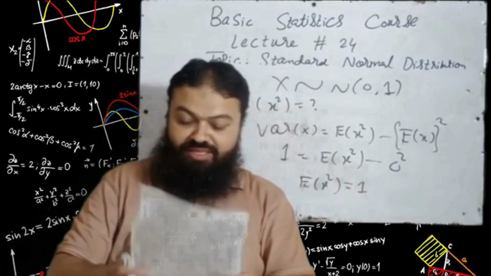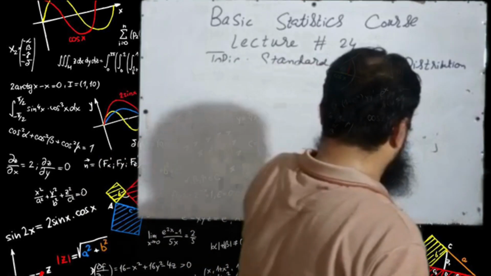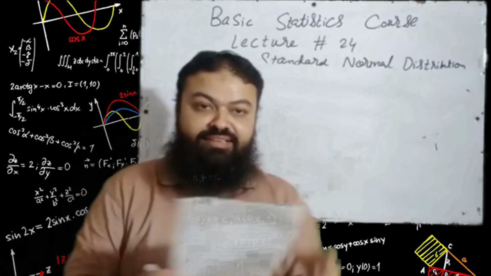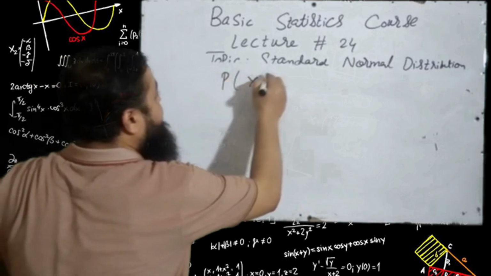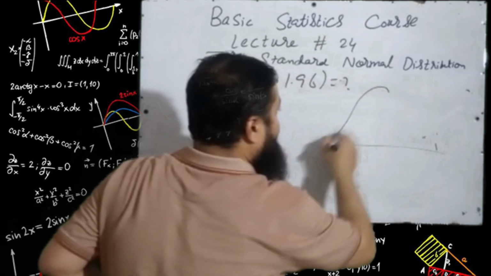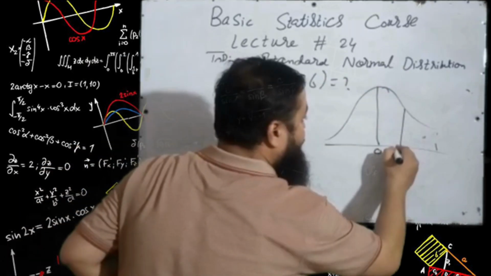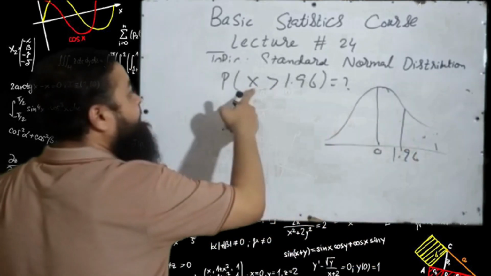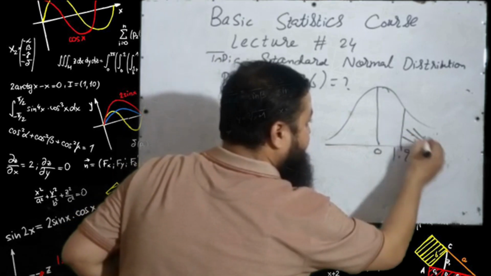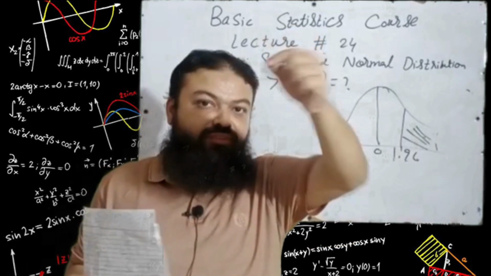A very important one. Question number 8: let x be a standard normal variate, then probability x greater than 1.96. We have to calculate that probability. We know, so it is positive, it will be over here 1.96, and we have to calculate the area more than 1.96. It is 1.96 and that is the area which is our need, and we know the table of 0 to z we will have to use.